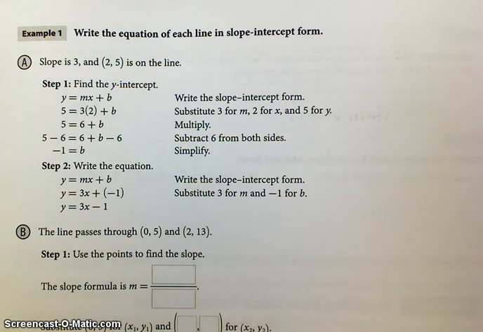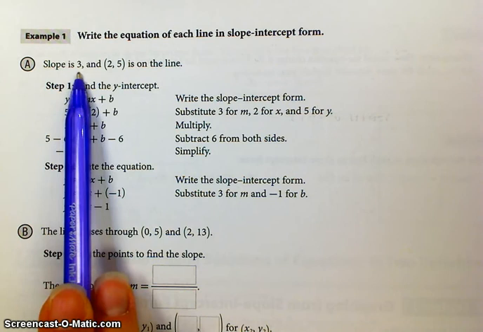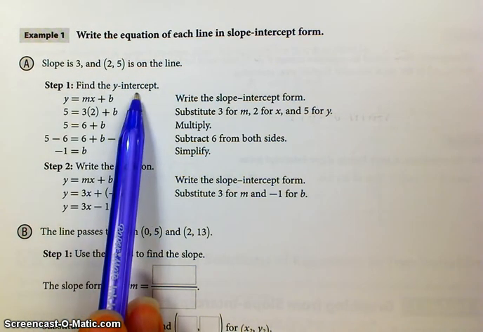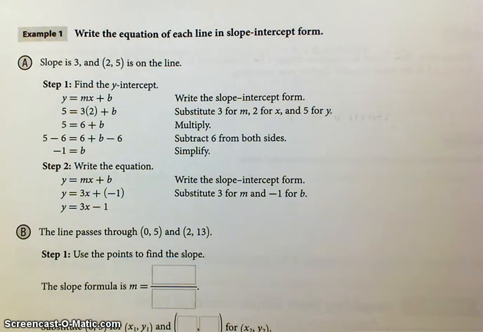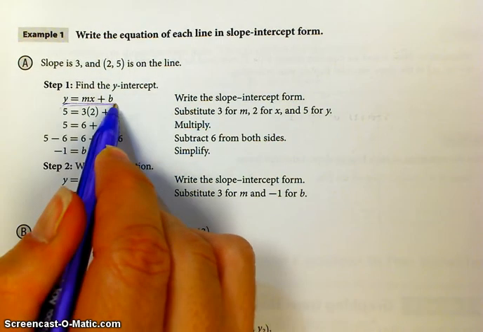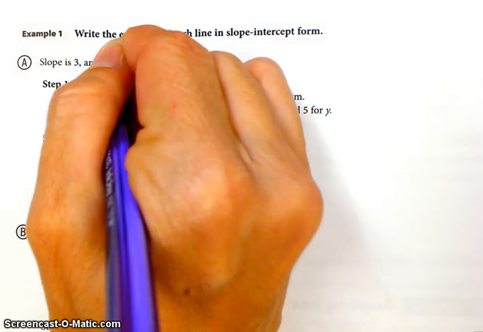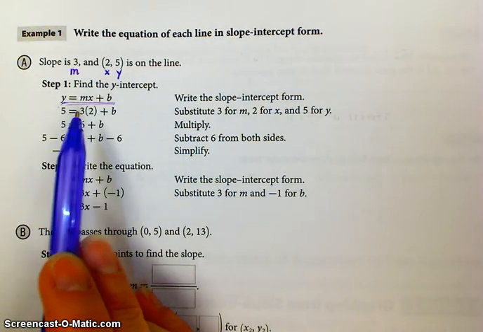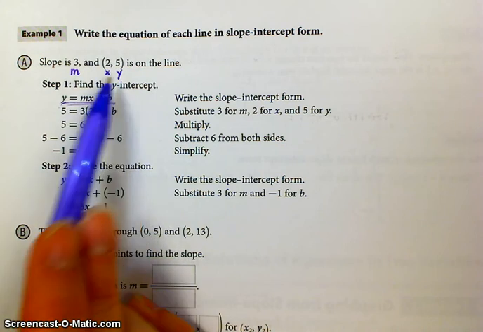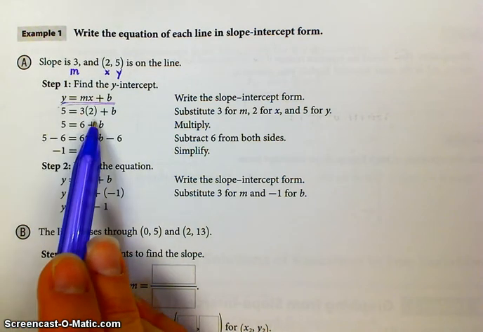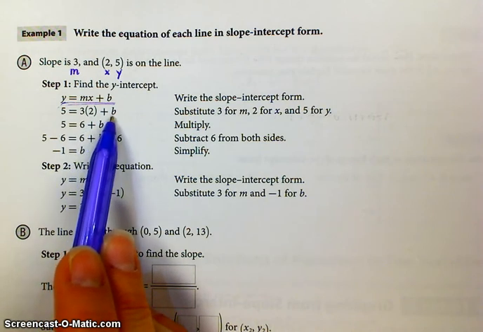Could you write an equation of a line in slope-intercept form if you had a slope and a point? The answer is yes. You would start out by finding the y-intercept, because you want to write the equation in slope-intercept form. So I'm going to use y equals mx plus b. There's my format. I have an x and a y value, and I have an m. I'm going to put the x in where it says x, the y where it says y, and the m where it says m. And I do all that, and the only thing I have left to solve for is b.